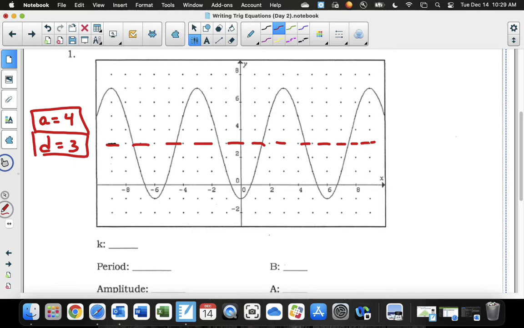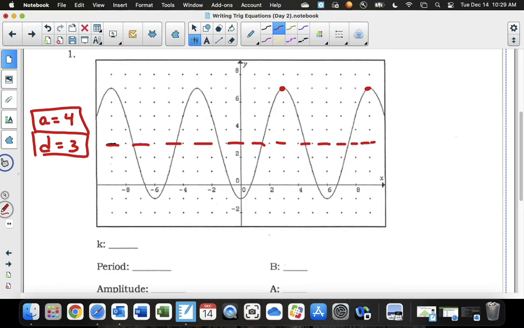Now we need to work on B and C. Normally, what does B always help me to find? Period. We're working backwards now, though. So we're going to use the graph and figure out what the period is, and use it to find B. So as you take a look, remember what a period is. It's just how long does it take to complete a full wave. So you can pick any 2 points on here and figure out how long it takes to get from the whole wave.